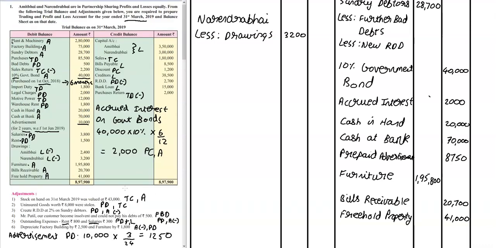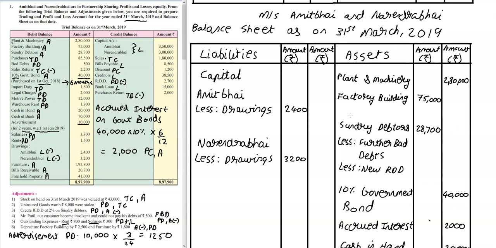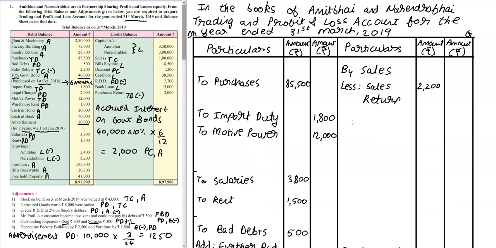Now, on the liability side, we have the capital accounts of both partners, Amit Bhai and Narendra Bhai, 3,50,000 and 3 lakhs respectively. So I'm placing the numbers 3,50,000 and 3 lakhs. Next, we have sales going all the way back on top, and we already made space for sales, 1,80,000. Who's next?